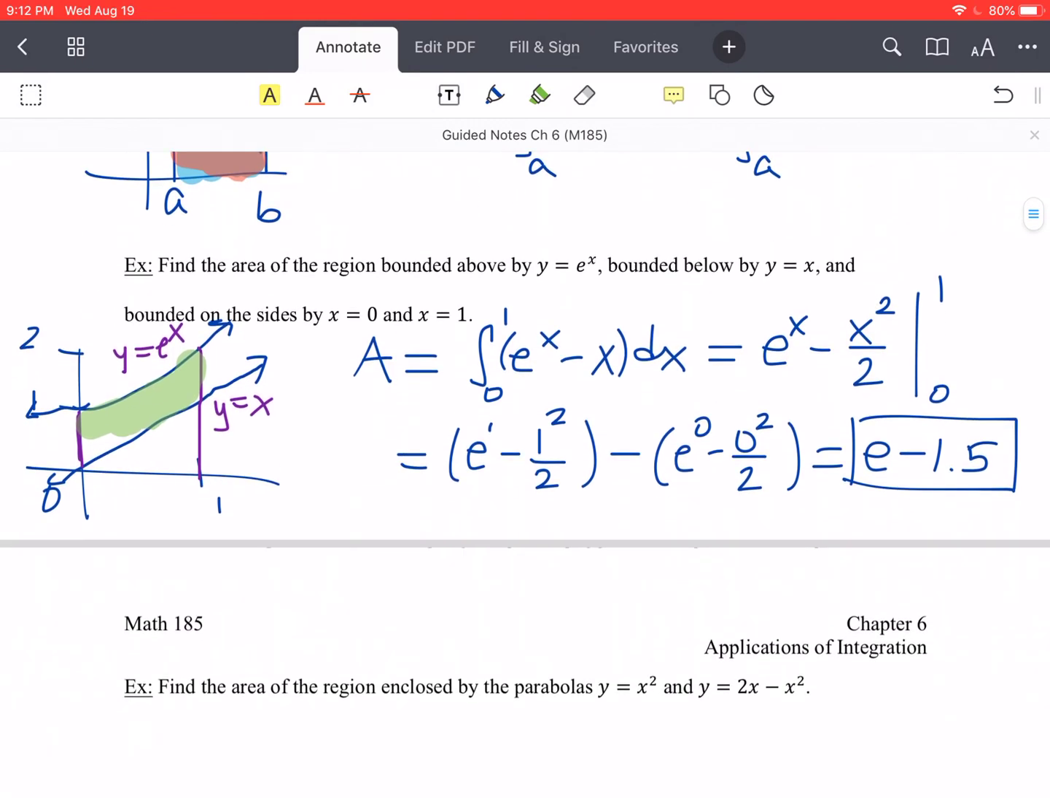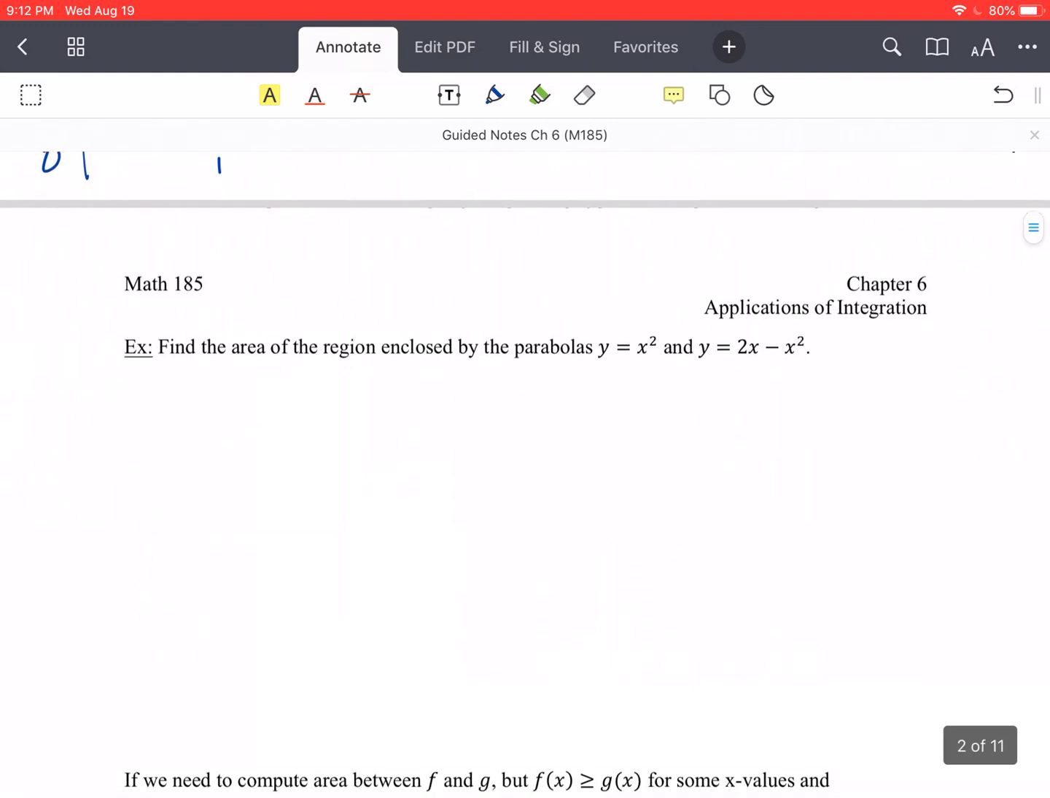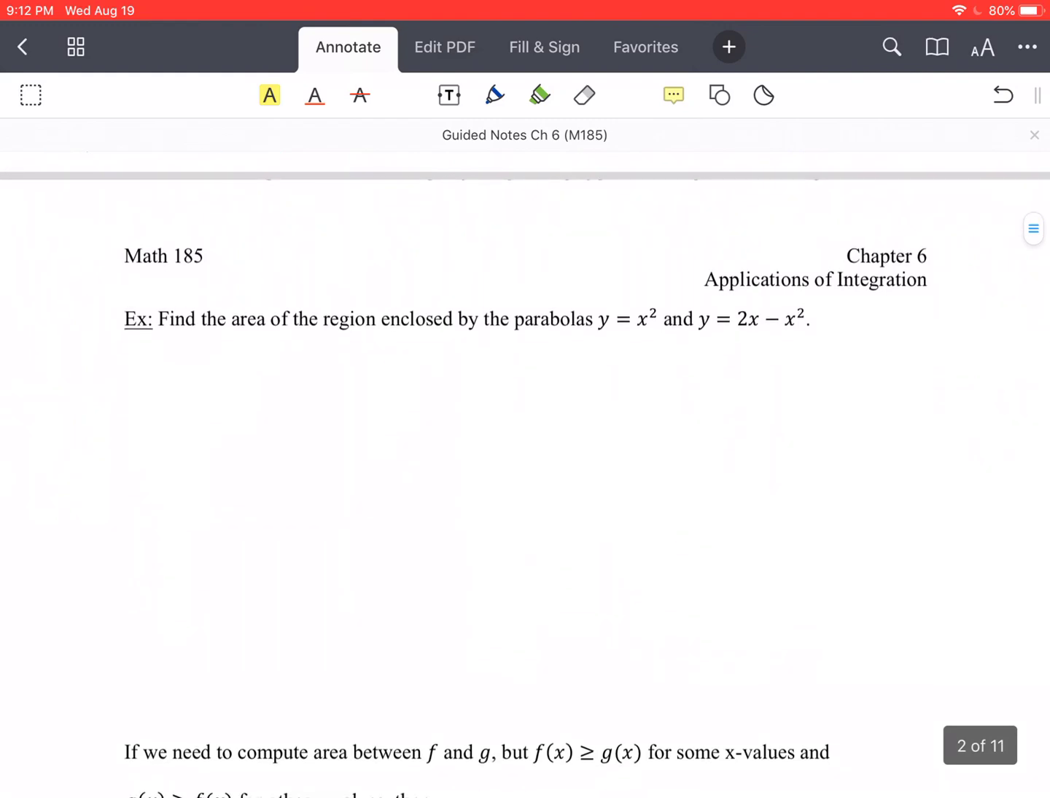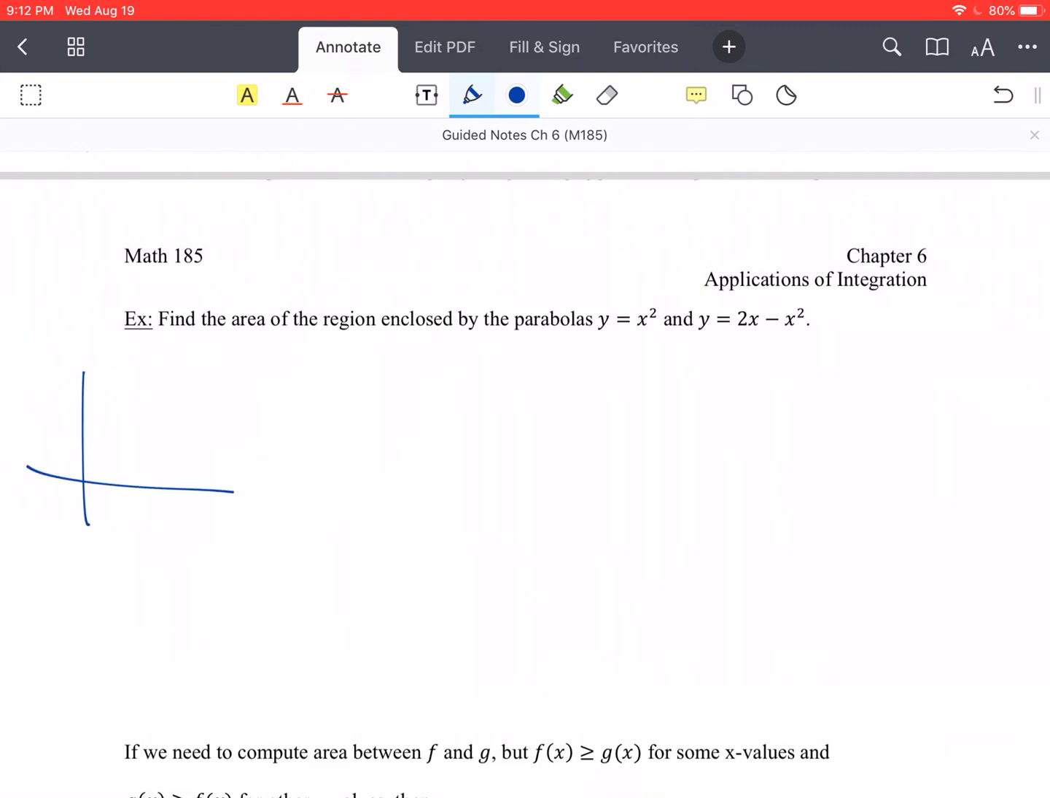Alright, let's look at another example. Find the area of the region enclosed by these parabolas: y equals x squared and y equals 2x minus x squared. So again, you don't have to know exactly what the picture looks like, although it is going to be helpful to know which function is on top.